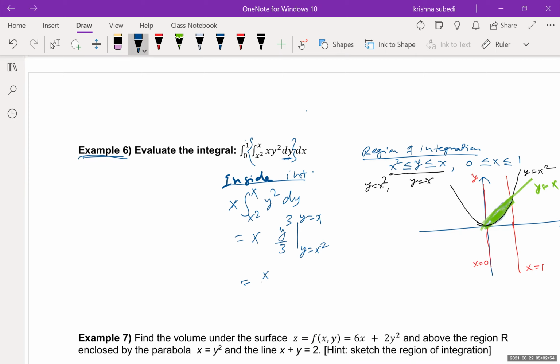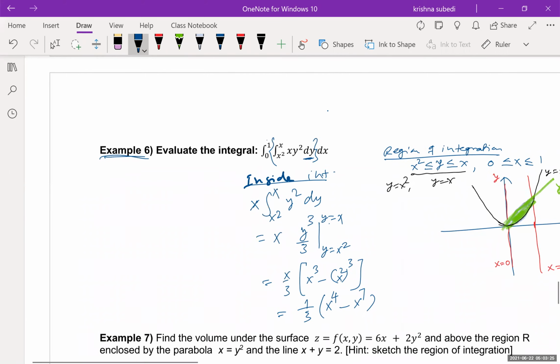So that's going to give me x over 3, and here you'll get y, where y is x, so that means x cubed minus x squared raised to power 3. So that's going to give me x over 3, I mean, x to the power 4. I can write this as 1 over 3, and when you multiply that, it's going to be x to the power 4 minus x to the power 7. Now, substitute the value.